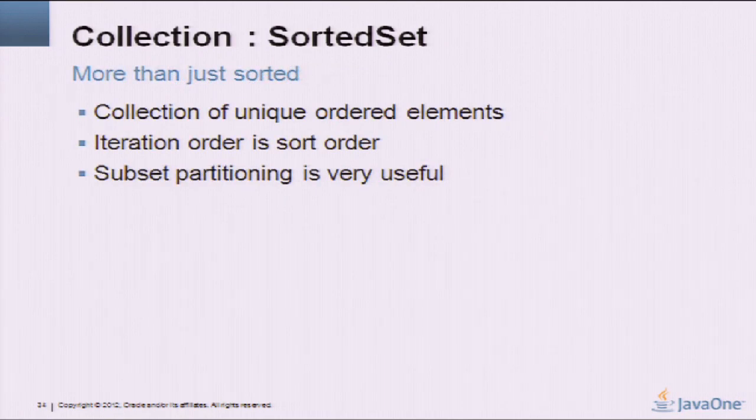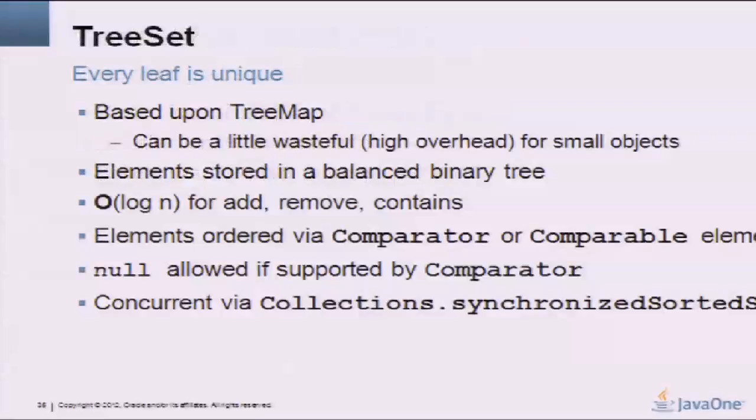And like mapping, the partitioning is in fact one of the key values of having a sorted set. Not just the fact that the items are ordered, but being able to partition them. Tree set is the implementation of set that's based on TreeMap. It has the same restrictions regarding whether you can include nulls in it or not. If you provide a comparator that handles null, you can use nulls. Otherwise, you're not able to.